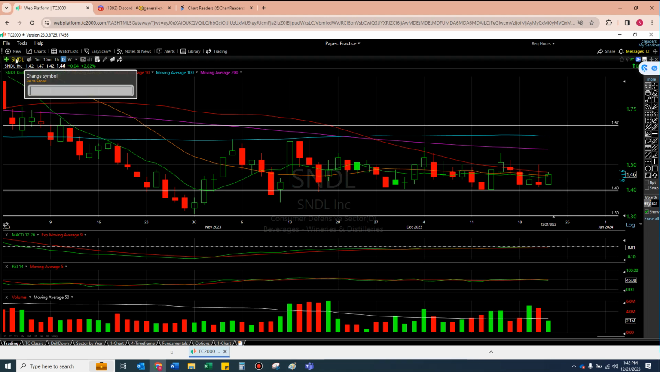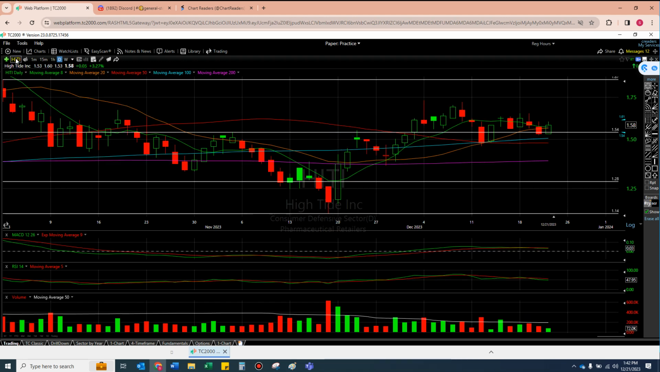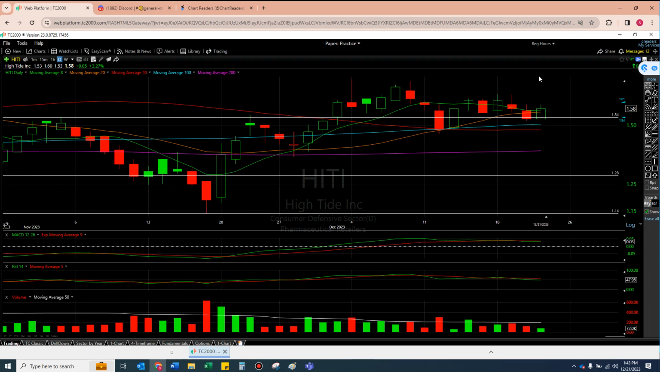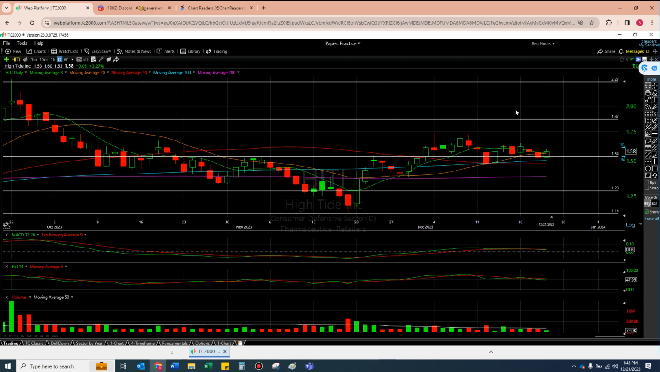And then let me come into High Tide. High Tide, same exact comments as SNDL, but almost inverse, okay? Instead of being under all the lines, it's trying to get over and run. It's above them all, but then it gets sucked back in. It's above them all, but it gets sucked back in. Right now, it is technically over them all, right? It's over those 2, and those 3 are under, but you gotta make me believe. You gotta make me believe, right?